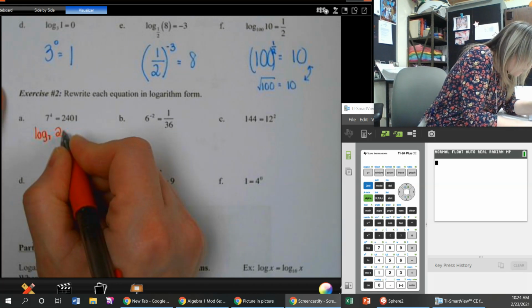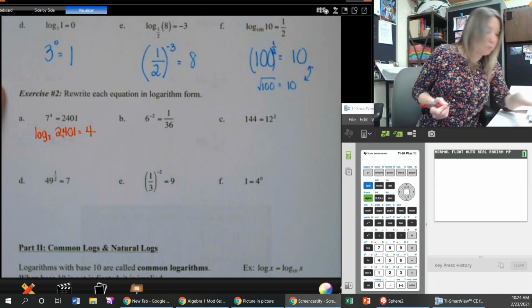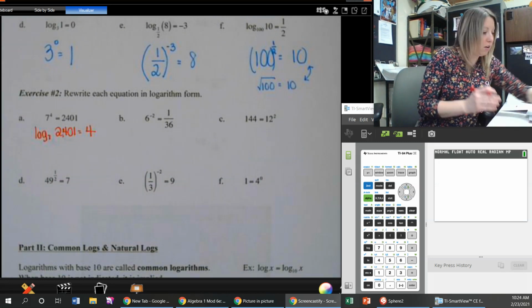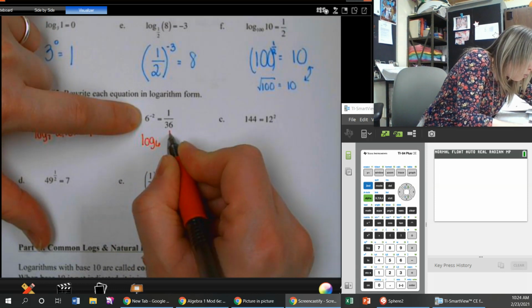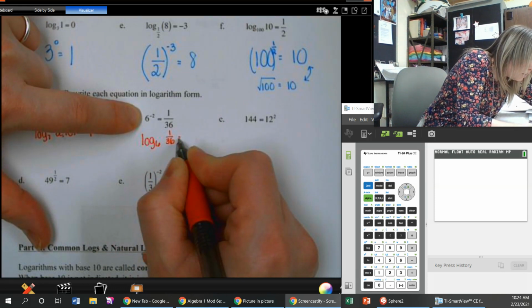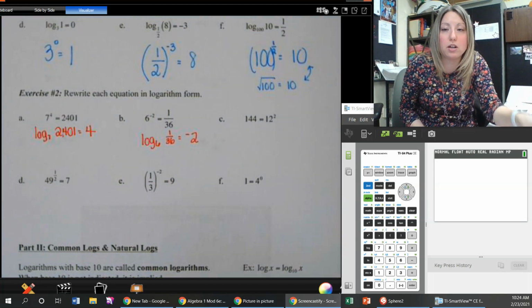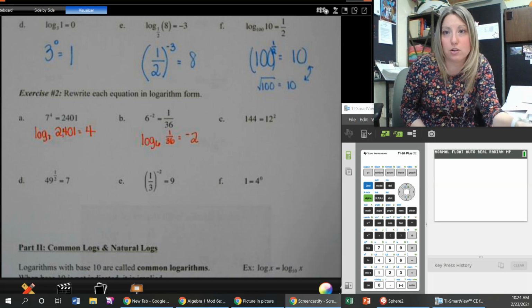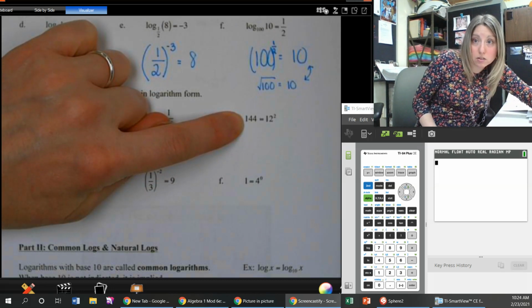So 7 to the 4 equals 2,401, which means log base 7 of 2,401 equals 4, the exponent. Log base 6 of 1/36 equals -2. The exponent is what's on the other side of the equal sign. This one is just written backwards, right?